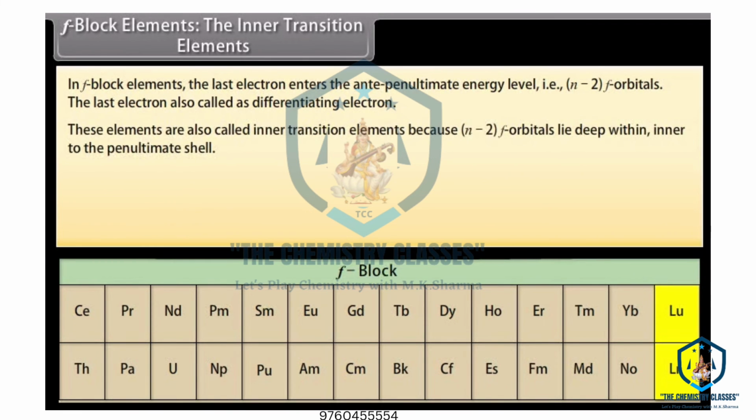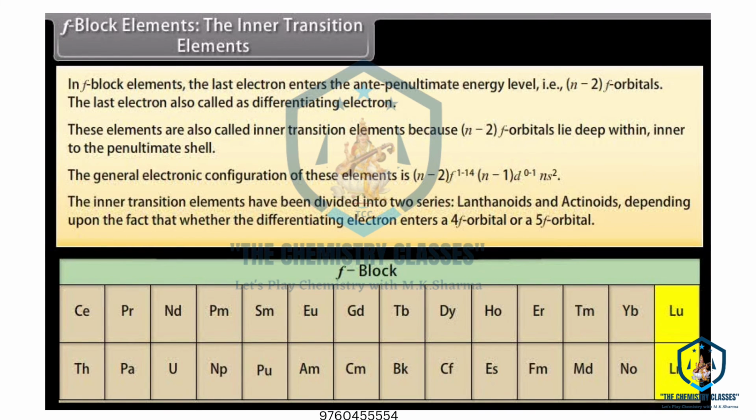These elements are also called inner transition elements because (n-2) f-orbitals lie deep within, inner to the penultimate shell. The general electronic configuration of these elements is (n-2)f1-14, (n-1)d0-1, ns2. The inner transition elements have been divided into two series, lanthanoids and actinoids, depending upon whether the differentiating electron enters a 4f orbital or a 5f orbital.